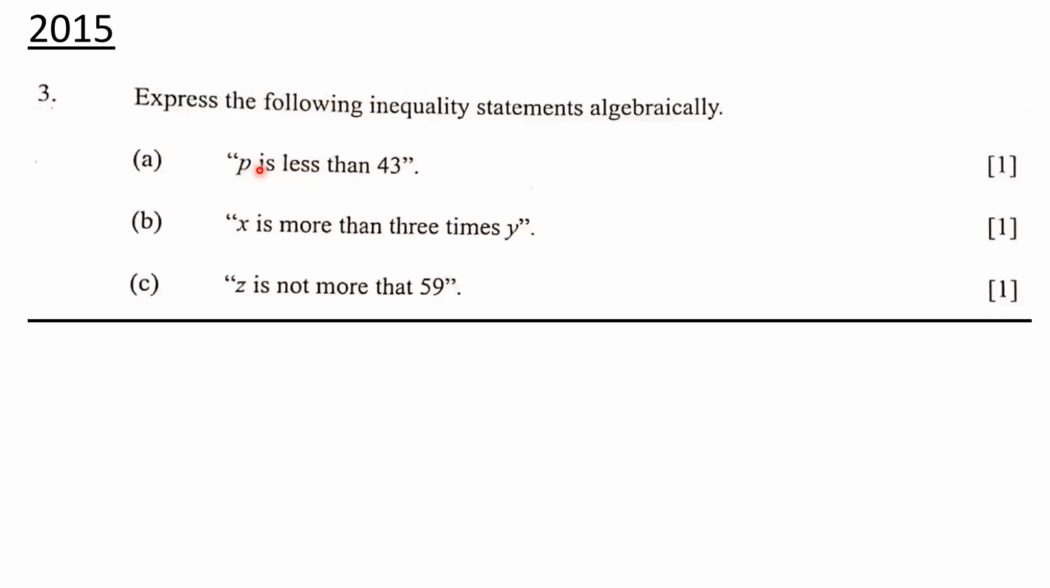Next up, we have express the following inequality statements algebraically. P is less than 43. Well, that's easy. P is strictly less than 43. Nothing at the bottom, no equal signs or nothing. P is just strictly less than 43. X is more than 3 times Y. So X is bigger than 3 times Y. And when we have them close together, we mean multiplication.